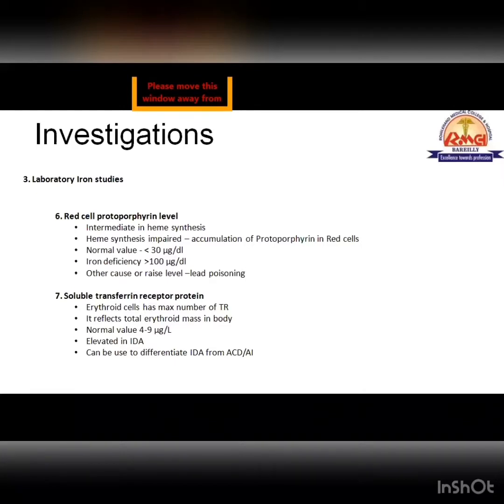Lead poisoning is one thing where this heme synthesis will also be impaired, and this shows basophilic stippling and microcytosis.